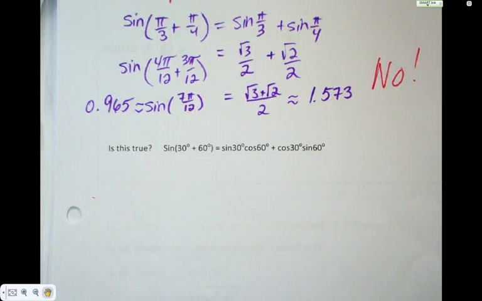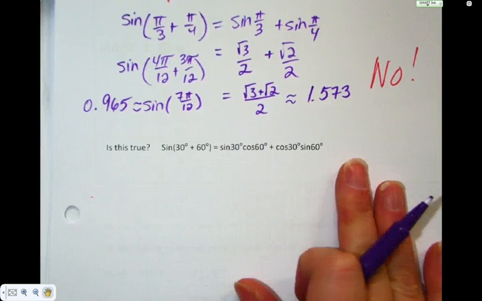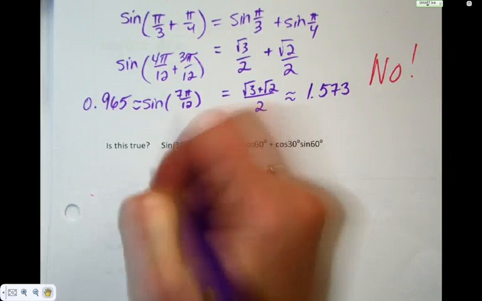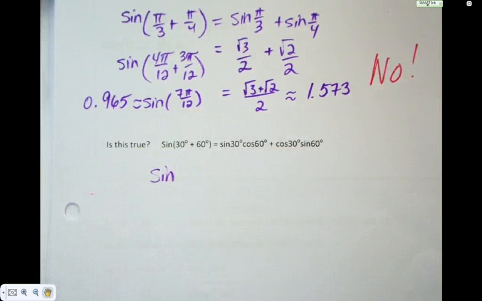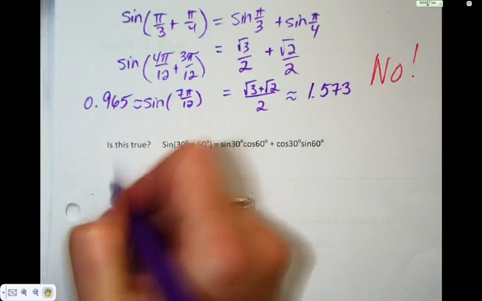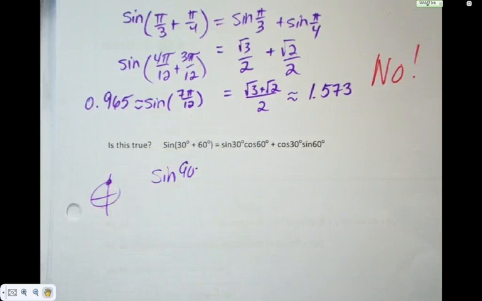Is it true? So let's do sine of 30 plus 60, and then figure out this side. Okay, so let's do the left-hand side first this time. It's going to be easier. So let's add in the brackets. What is 30 plus 60? 90. And what is sine of 90? So top of the circle. 1.